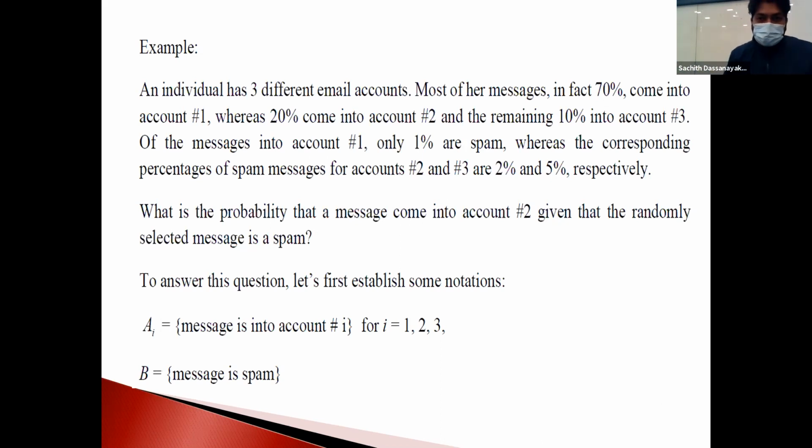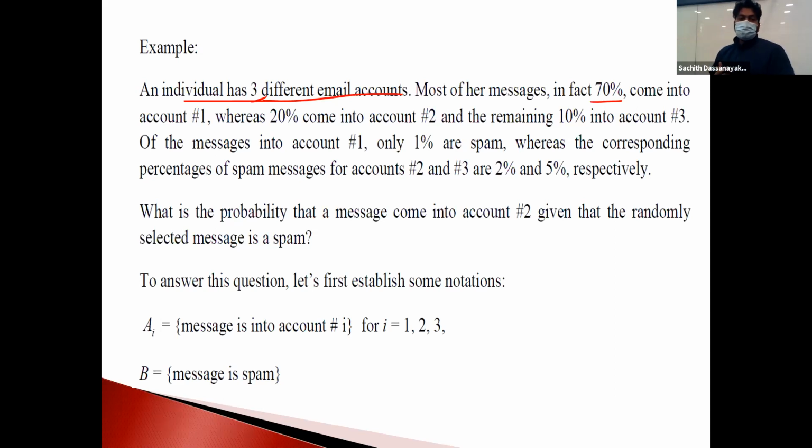Okay, let's try to finish this one. I think this is the last example. No, we have another slide. An individual has three different email accounts. Most of her messages, 70%, come to account 1, 20% come to account 2, and the remaining 10% come to account 3. Of the messages in account 1, only 1% are spam. Account number 2, only 2% are spam. Account number 3, only 5% are spam.